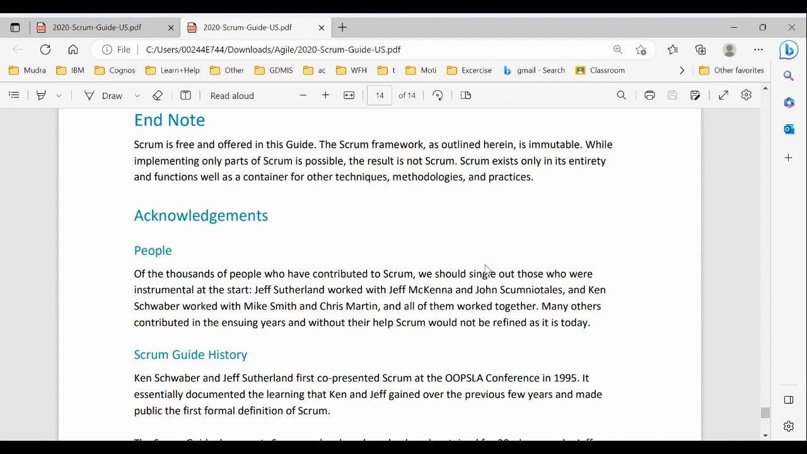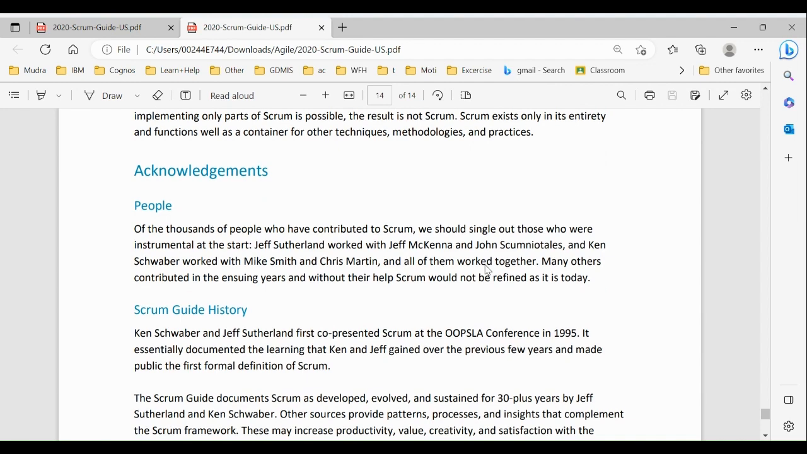The Scrum framework, as outlined herein, is immutable. While implementing only parts of Scrum is possible, the result is not Scrum. Scrum exists only in its entirety and functions well as a container for other techniques, methodologies, and practices.